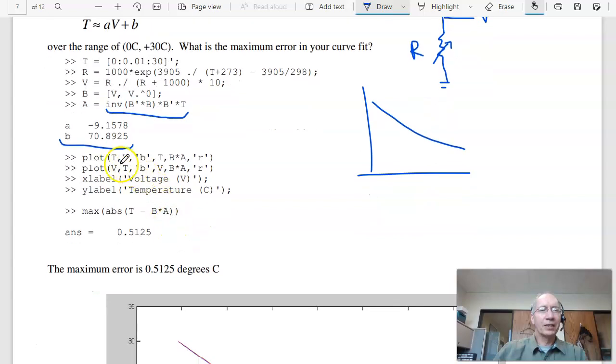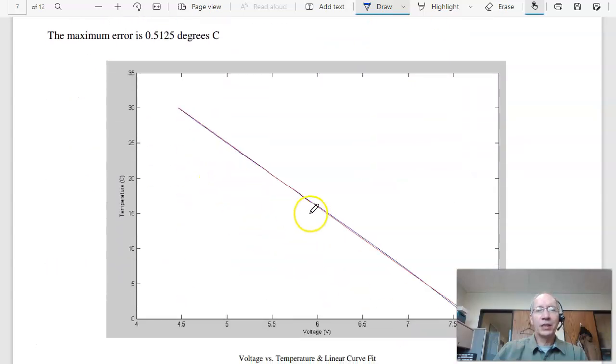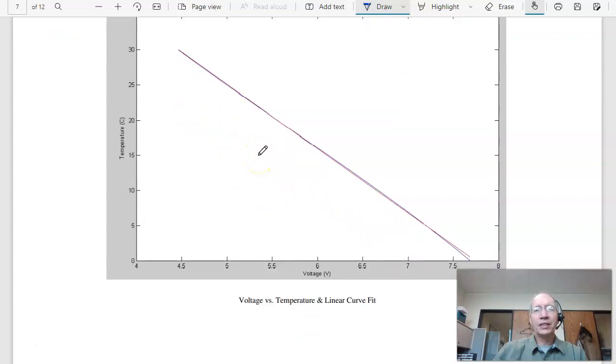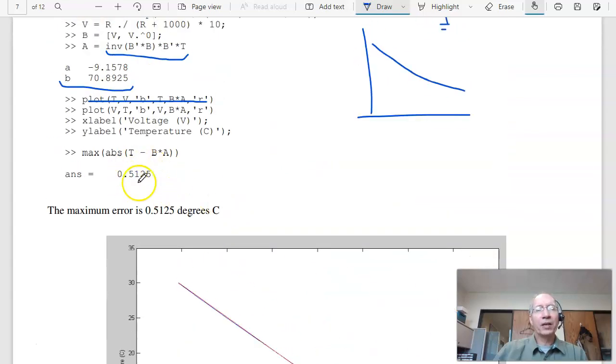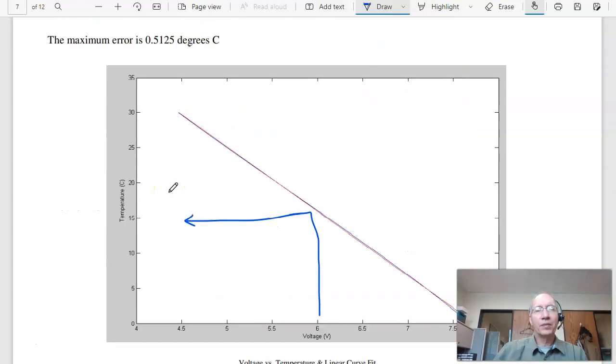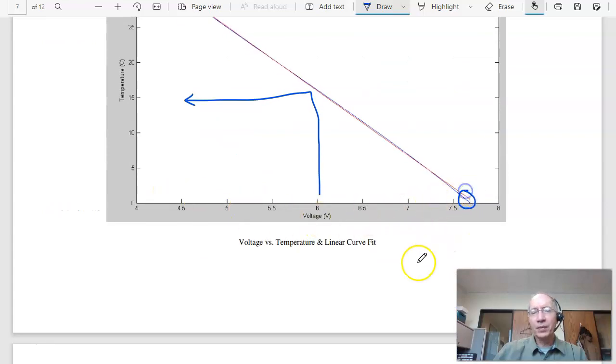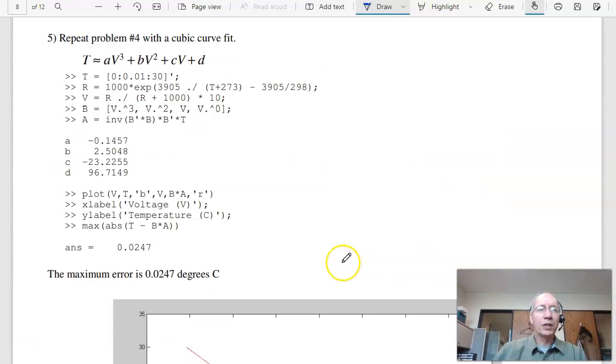And if I plot that, here's a mistake. Plot voltage versus temperature in blue, voltage versus curve fit in red. That's what it looks like. So the blue line is the actual data. The red line is my straight line curve fit. You can kind of see it's not too bad. So if I know voltage, I can tell you what the temperature is. And the maximum error is 0.5 degrees Celsius. That's probably right about here. That's one way to do it.